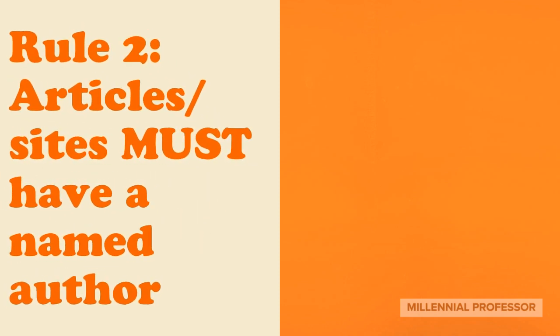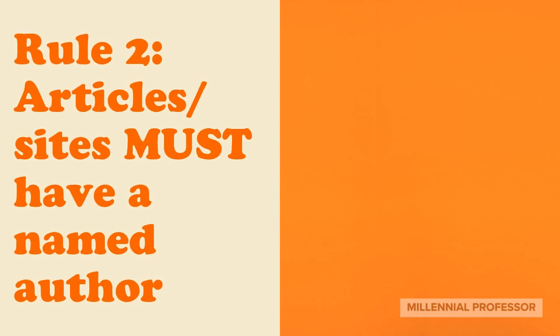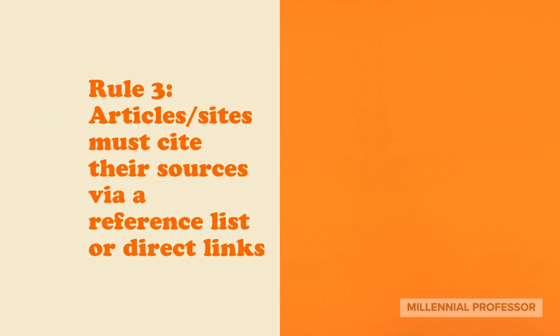Rule 2. Articles and sites must have a named author. I said it before and I will say it again. Credible journalists want to take credit for the things they write. They want their name attached to the article. If this isn't the case, don't trust what they write.